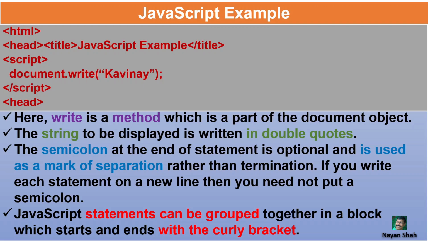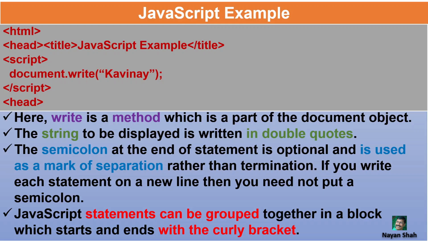So we say document.write. The string which you want to be displayed as output is written within double inverted commas. So here it is Kavinai, or whatever you want to print on screen using JavaScript, it has to be written within double inverted commas. Whatever you write within double inverted commas, meaningful or meaningless, will be printed as it is on the screen.